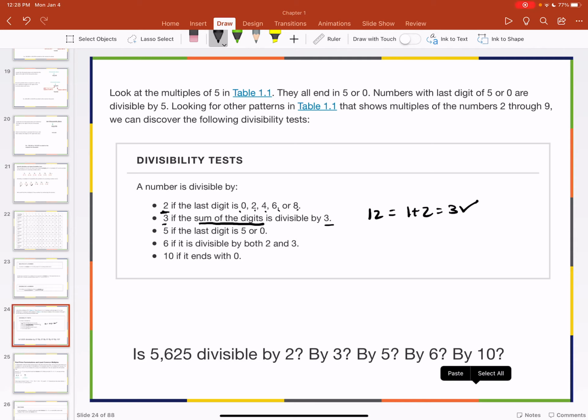Okay, let's see what else. If the last digit is 5 or 0, it's divisible by 5. 5 goes into it. If it's divisible by both 2 and 3, it will also be divisible by 6. And then, of course, if it ends with 0, it's divisible by 10.